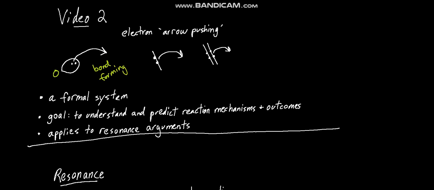While over here we have bond breaking, but also maybe forming as well, depending on where they're going. This would be a situation more familiar where it's the pi bond of a double bond, forming a new bond while it's breaking as well. So the goal of electron arrow pushing is to understand and predict reaction mechanisms and outcomes, in other words, products.